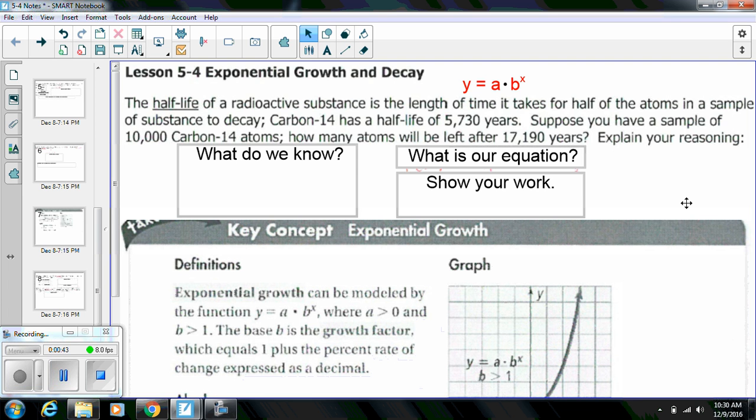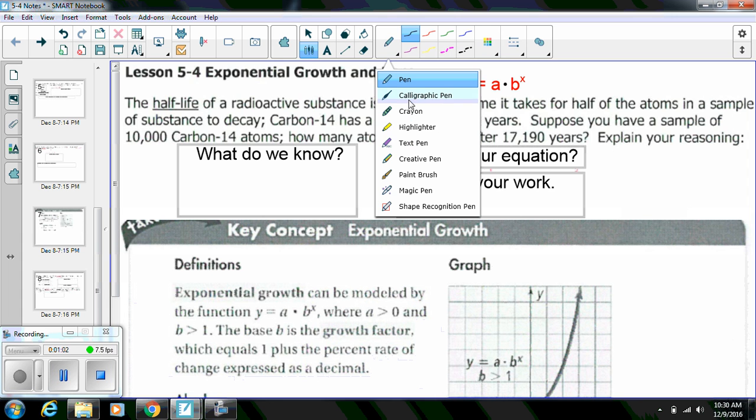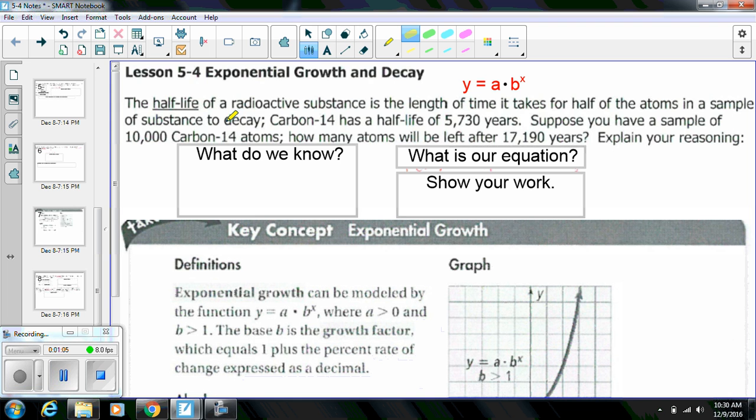So we're going to just jump in and see how it works with a word problem, to make sense of what this means. The half-life of a radioactive substance is the length of time it takes for half of the atoms in a sample of that substance to decay. So here we're talking about decay. So we're getting smaller exponentially. Carbon-14 has a half-life of 5,730 years. Wow, how long is that?